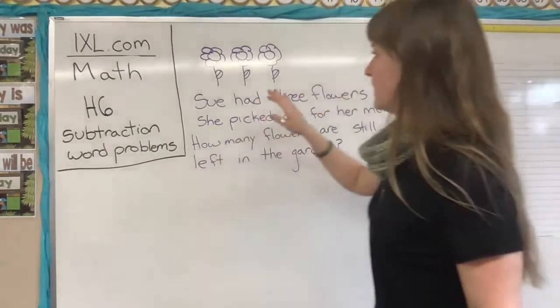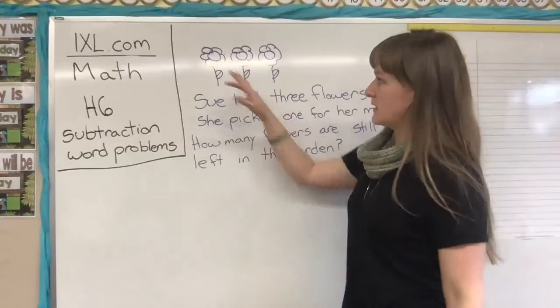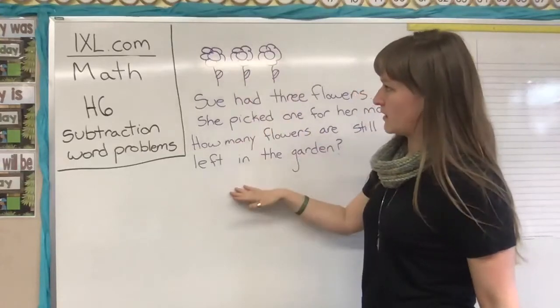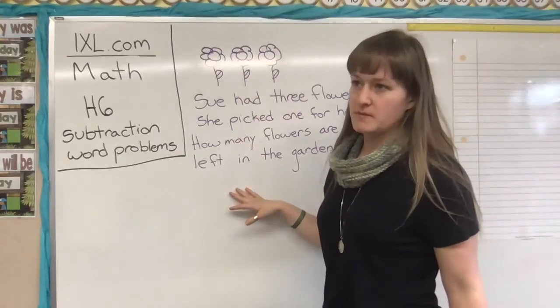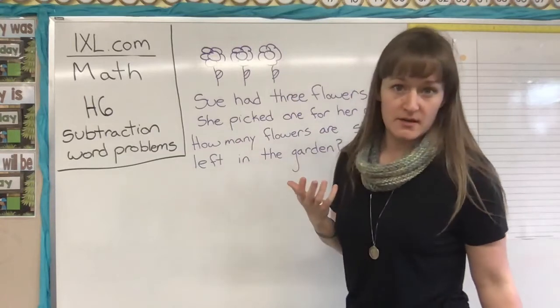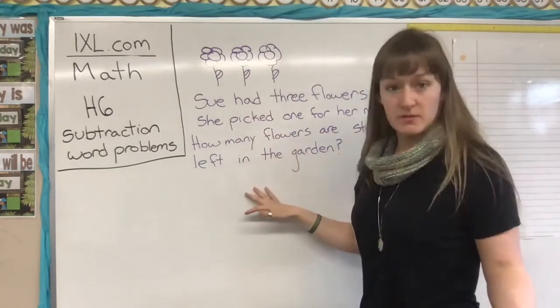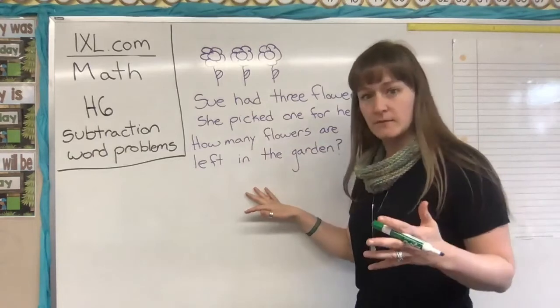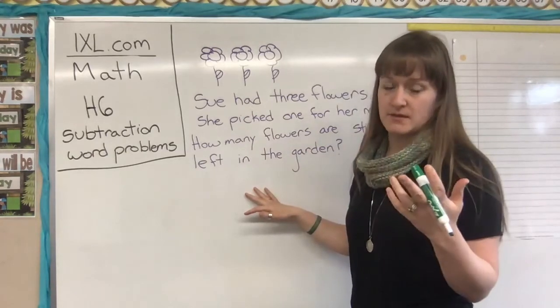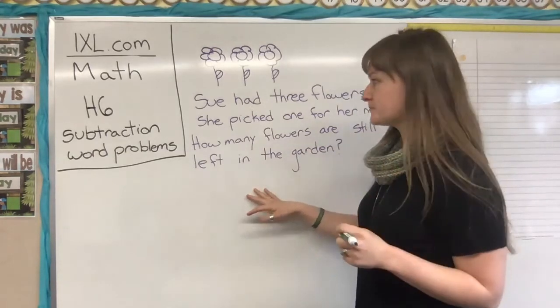So we have 3 flowers. Here I drew my picture. And here's my word problem. So a lot of times with word problems, it's a lot easier when you draw the picture. So if I just had the words, it could be done, but it's very helpful when you draw the picture and the number sentence. So I'm going to do that with this one.